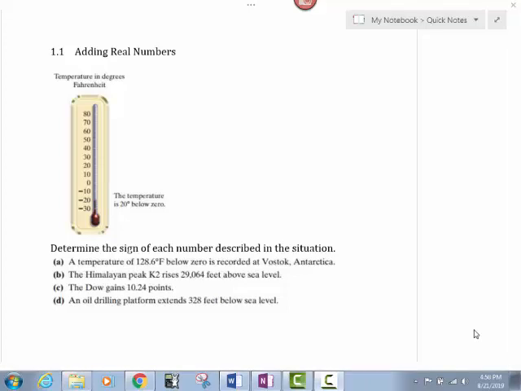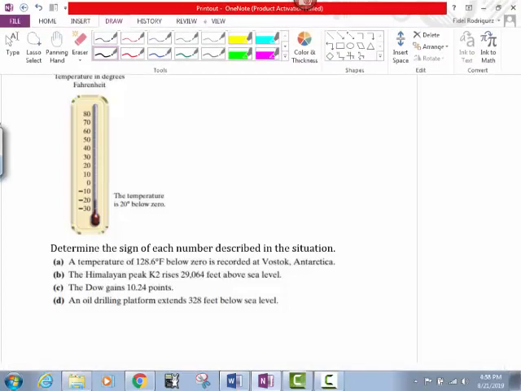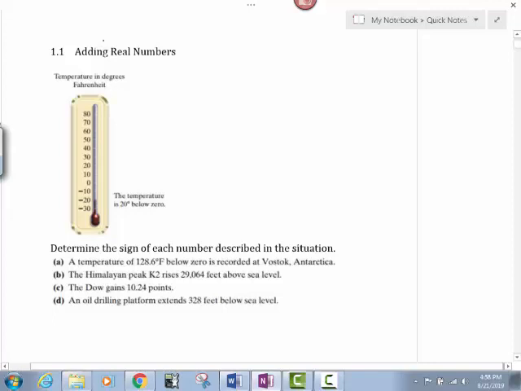Alright, section 1.1 talks about adding real numbers. So far at this point we've talked about counting numbers, which were numbers like 1, 2, 3, 4, 5, so on and so forth, and the whole numbers, which were the same numbers but we added 0. So 0, 1, 2, 3, 4, 5, so on and so forth.